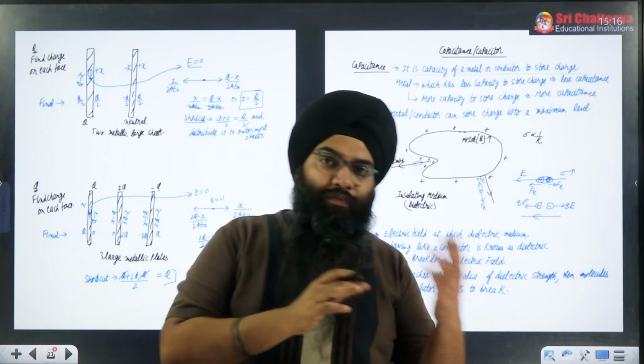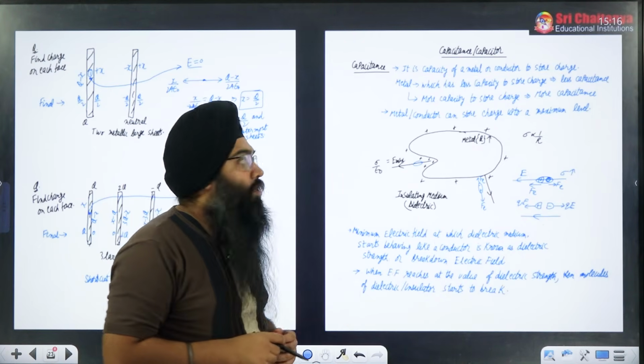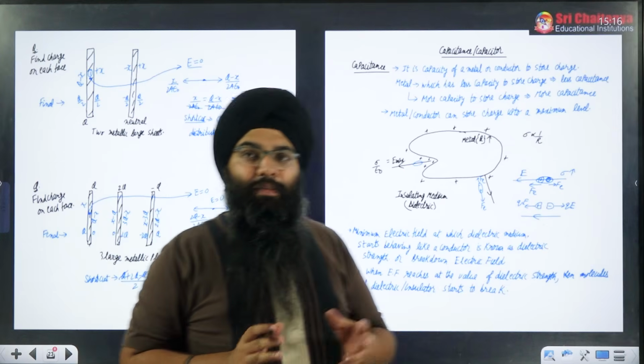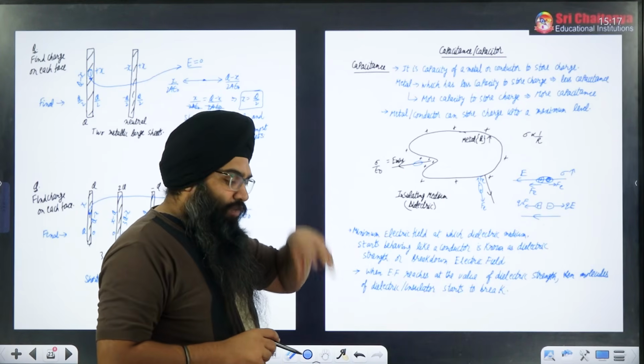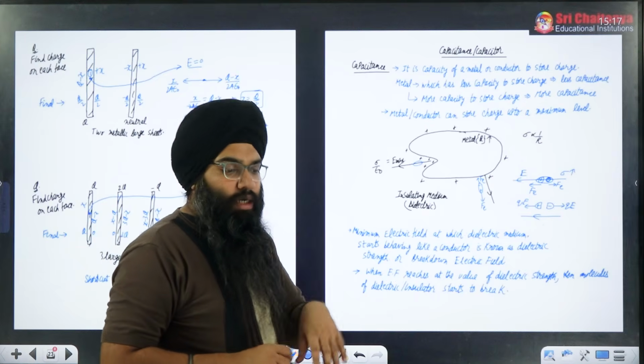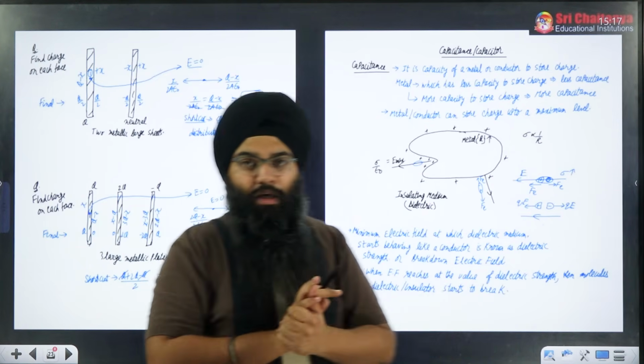See, I think when you did the previous chapter, you would have done some properties of conductors. So basically, a conductor is a material which allows free charge to move. Whenever you give any free charge, any excess charge to a conductor, it will reside on the boundary of the conductor, or on the outer surface of the conductor.